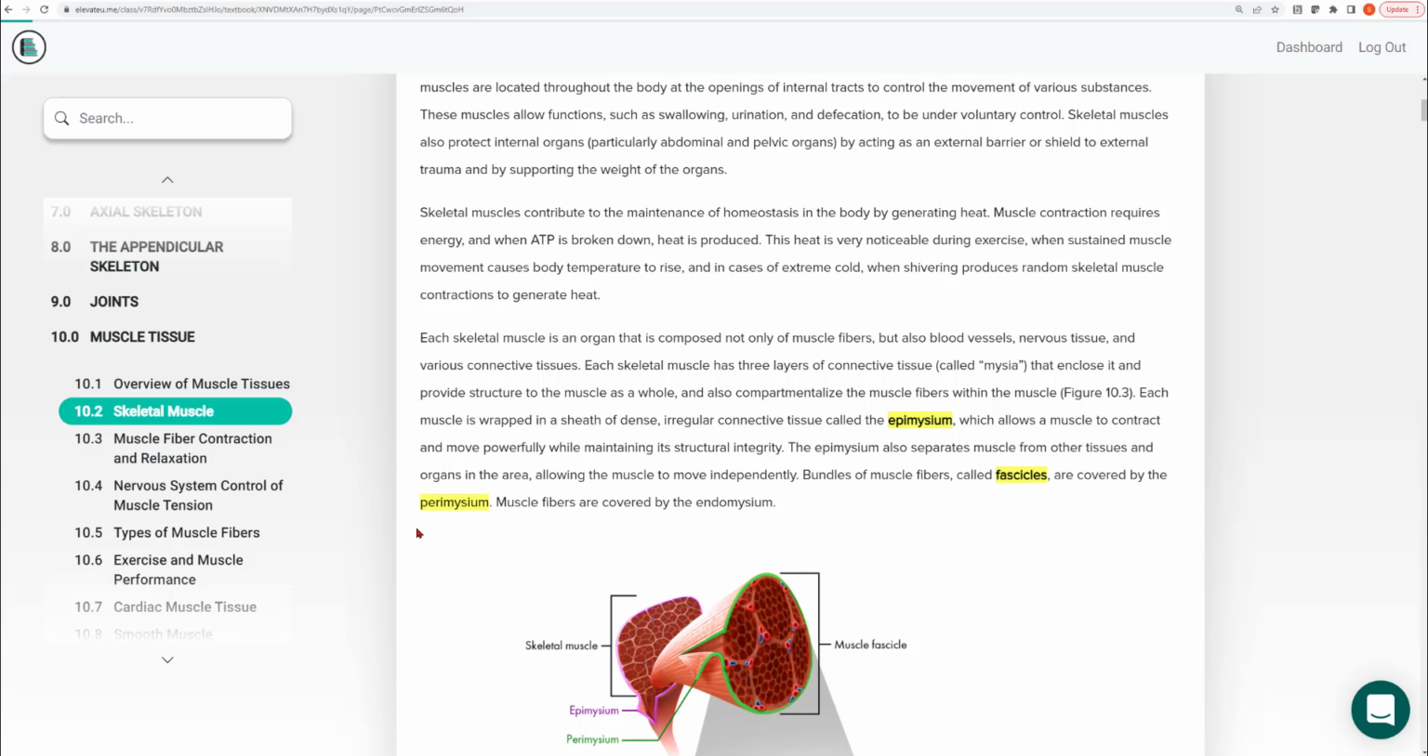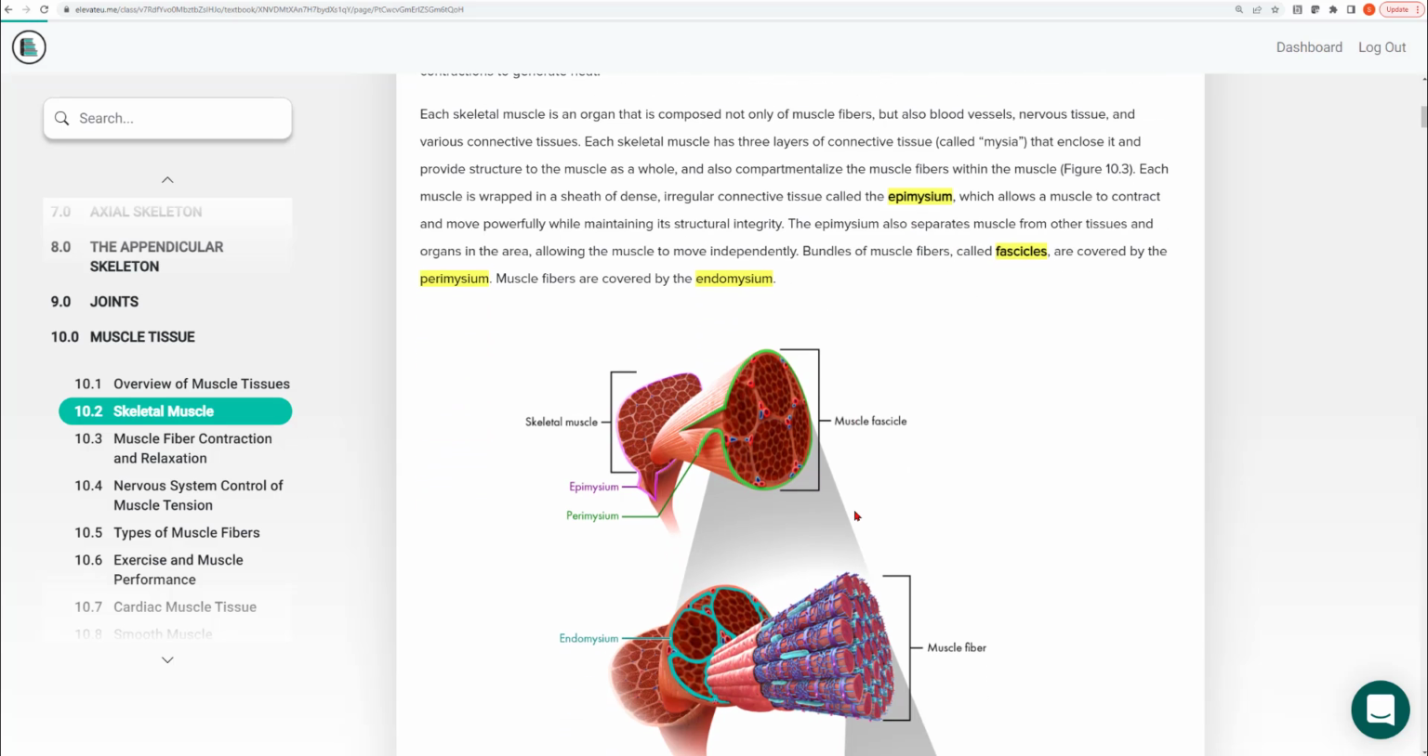Now you know peri means around, like perimeter. So this is a layer of connective tissue that goes around the fascicles. And then finally, internally, around and protecting each and every muscle fiber, there is the most delicate layer of connective tissue, and that layer is called the endomysium. Endomysium. Okay? So we have these three layers, epi, peri, and endomysium. And let's take a look at how this works.